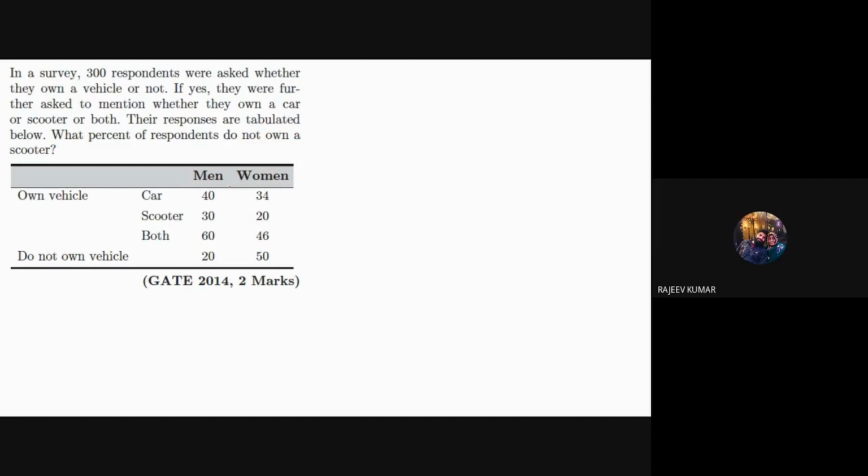So those who do not own a scooter but own everything else, like those who own a car, and okay, and those who own both. So these two things are there, and again the do-not-own category that comes will also be added over here. This way we can do it. This one.